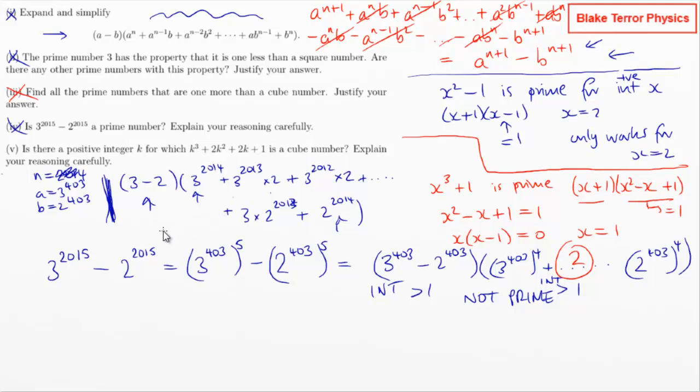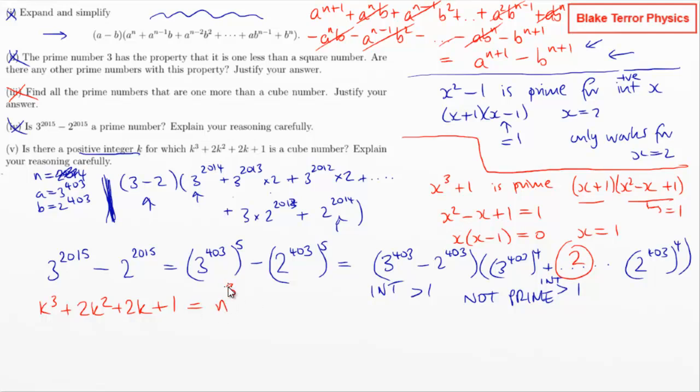Is there a positive integer k for which k cubed plus 2k squared plus 2k plus 1 is a cube number? Explain your reasoning carefully. Right, so positive integer k. So we've definitely got that. Right, where am I going to start with this then? So we've got k cubed plus 2k squared plus 2k plus 1. And that has to equal some other cube.